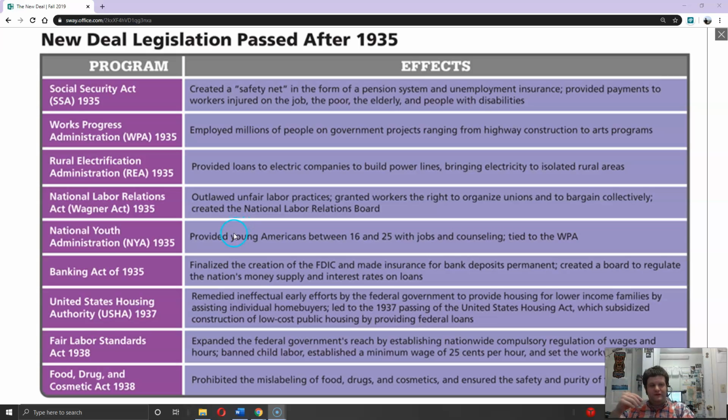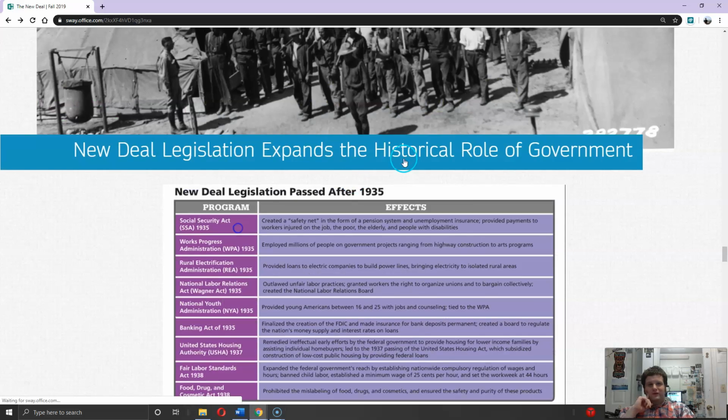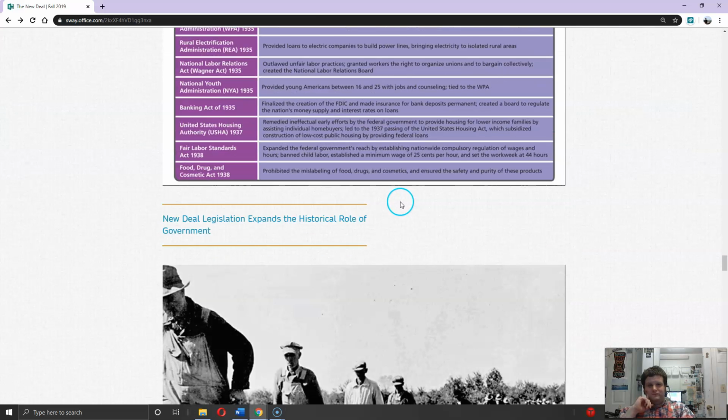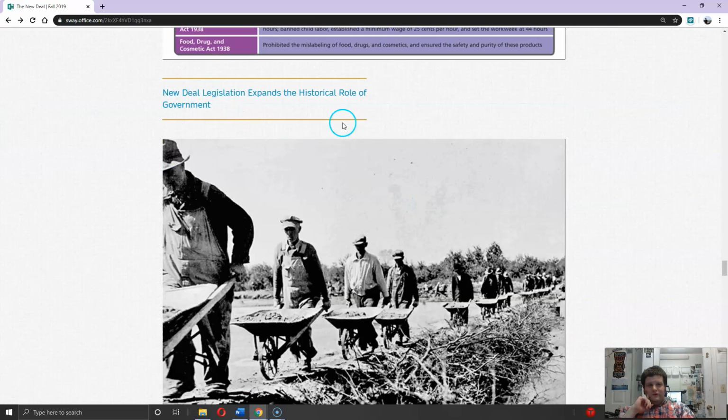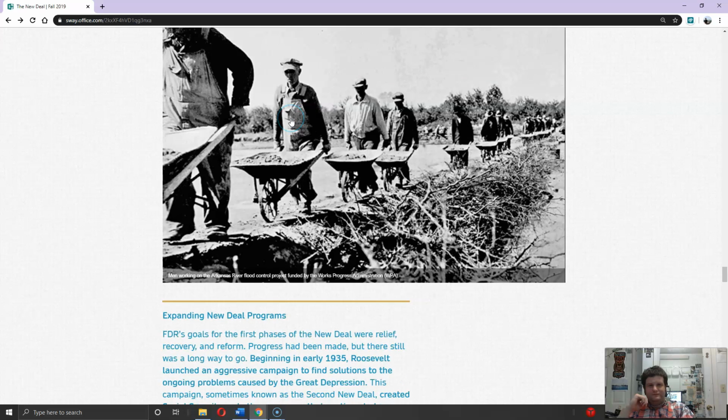We'll go into more detail about a lot of programs later, but those are the ones I wanted to talk about right now. But one of the big impacts you need to get out of this is that the New Deal legislation creates a new role for the government.